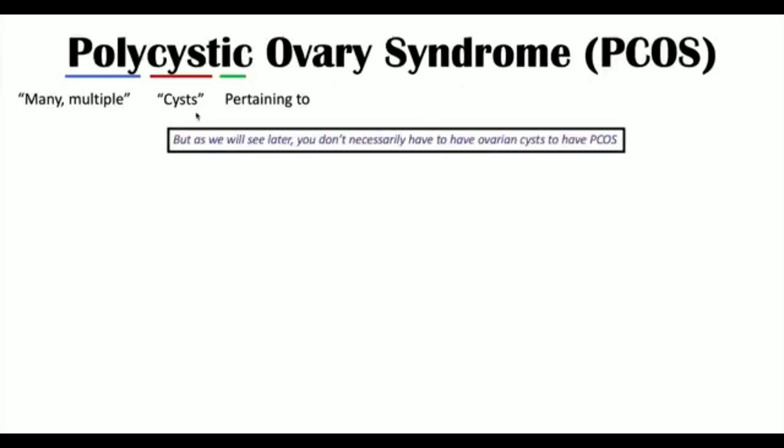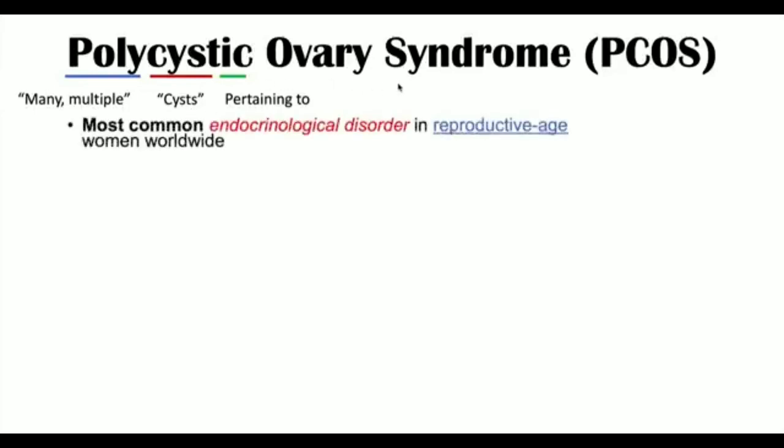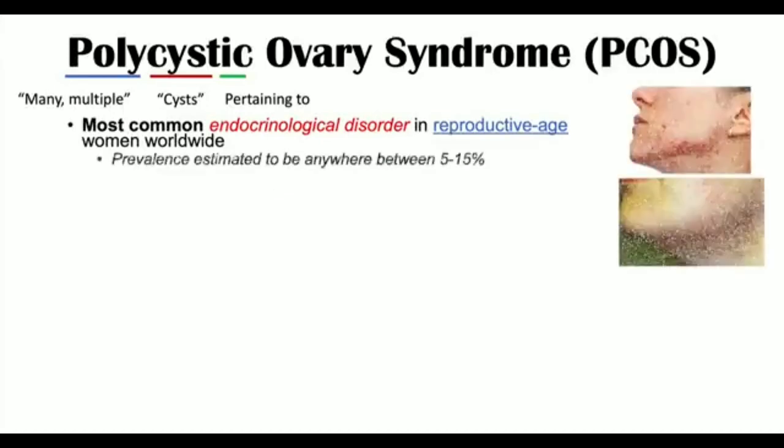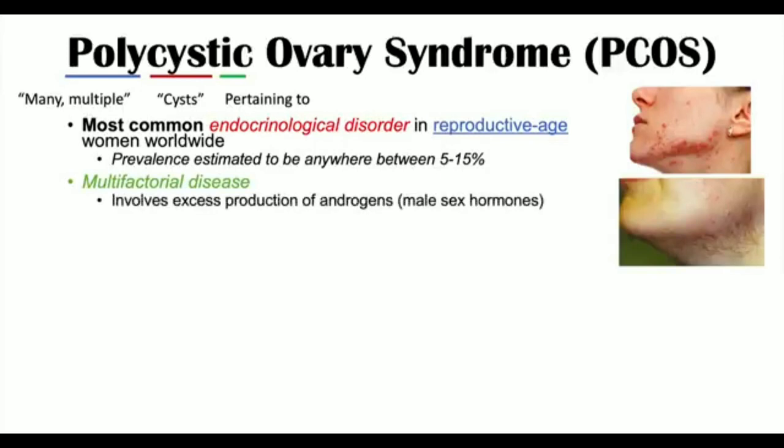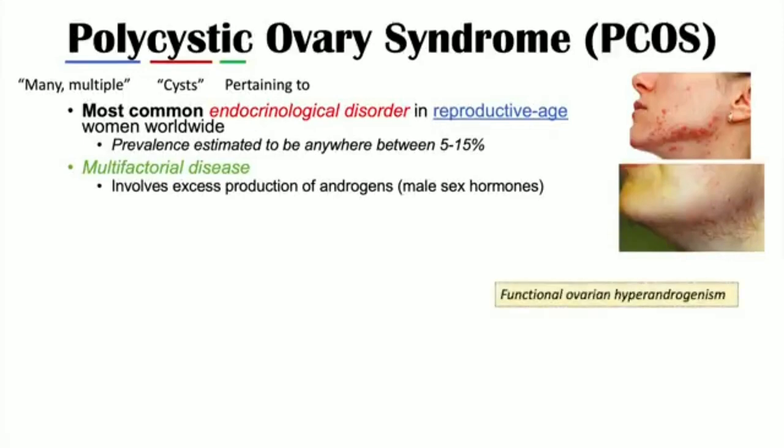In this video, we'll learn about polycystic ovarian syndrome. Polycystic ovarian syndrome. Poly means multiple, cystic means there are cysts pertaining to, and ovary syndrome means there are some other symptoms and conditions involved in this, and there are cystic pouches in the ovaries. Most common endocrinological disorder in reproductive age in women worldwide. Its prevalence is 5 to 15%.